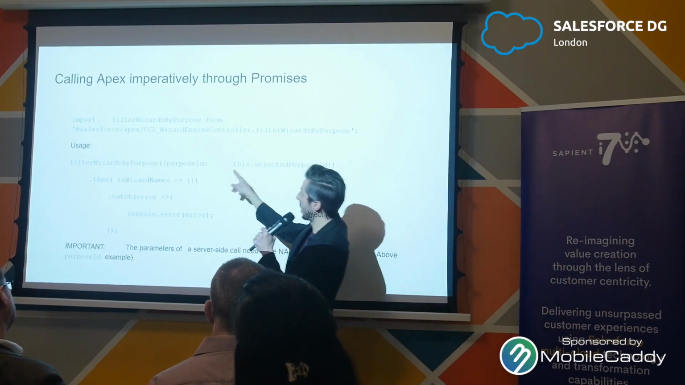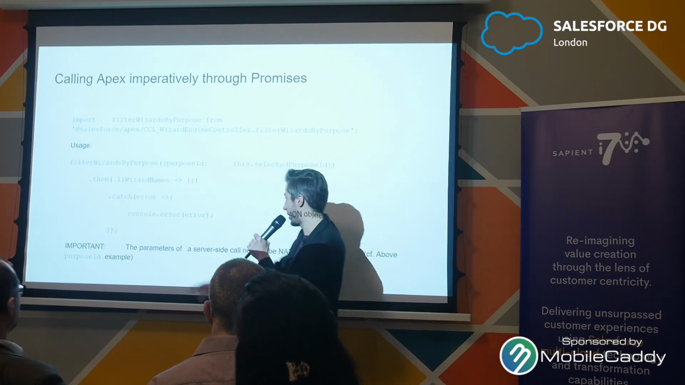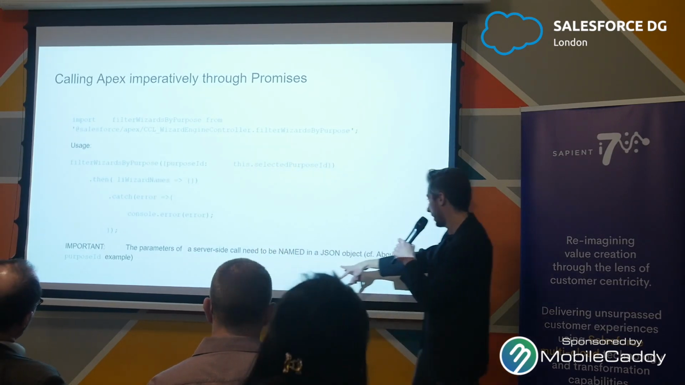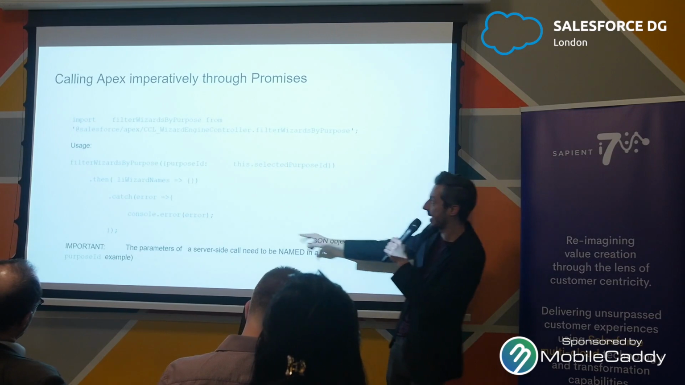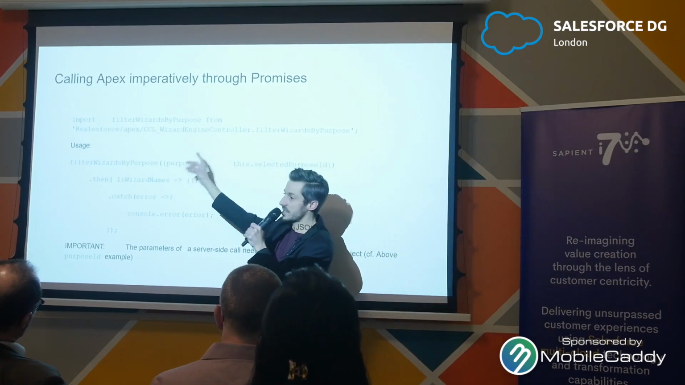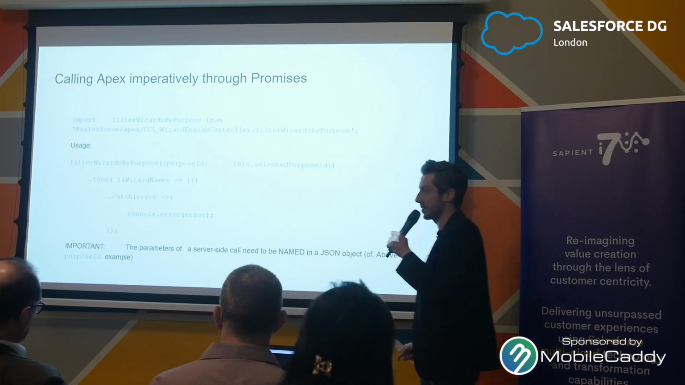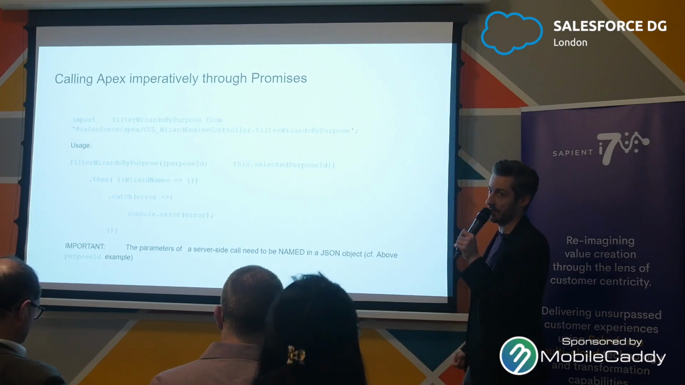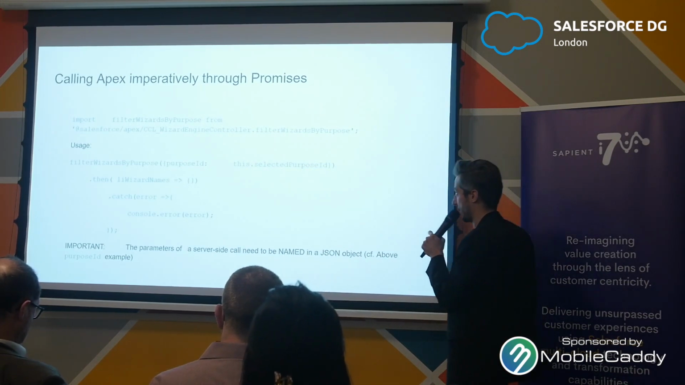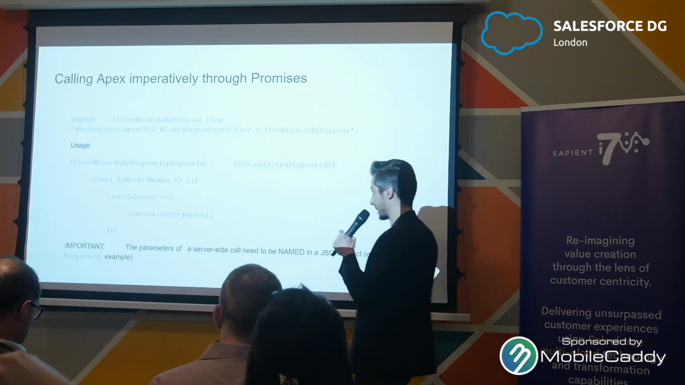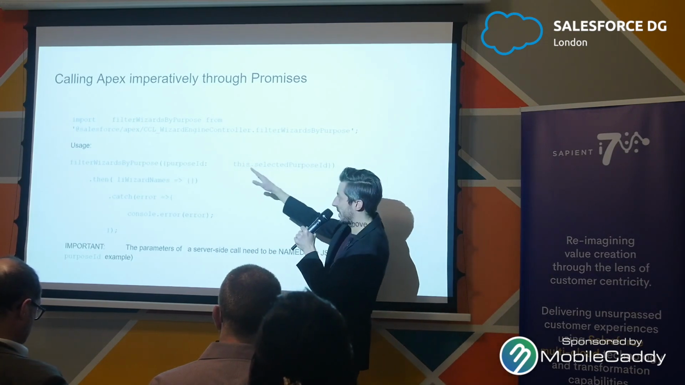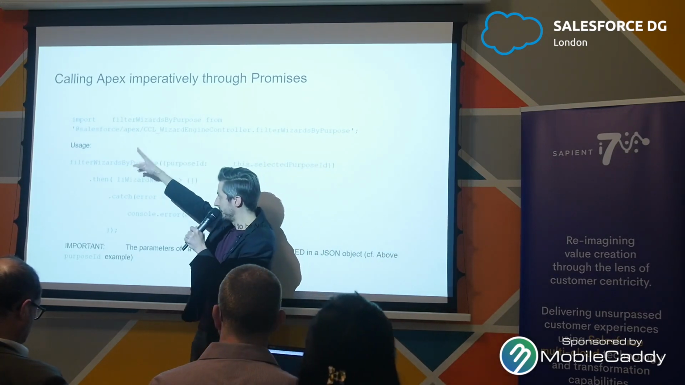Now you pass a JSON object, and this is important. It needs to be named here like this. You can't just pass the value. It's a JSON object, so it needs to have the exact name of the attributes of the method in Apex. So this is how you pass values to your server-side method.